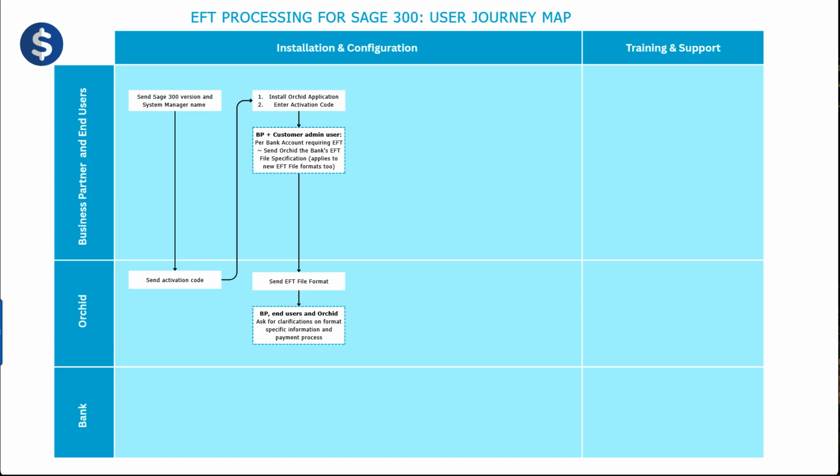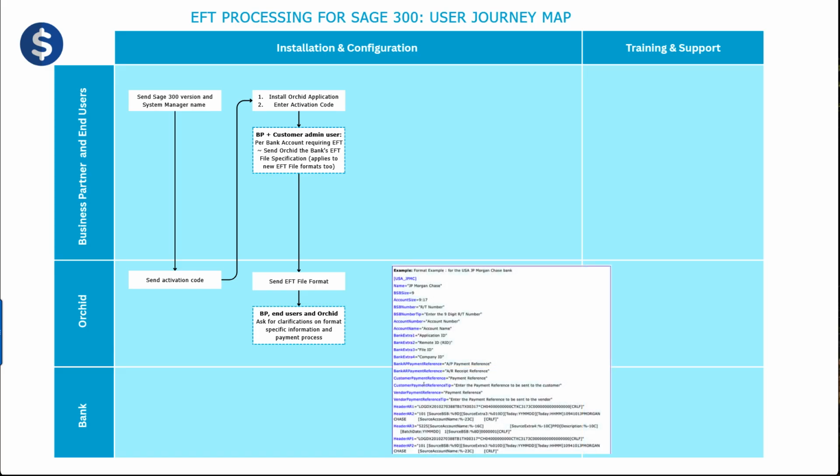Orchid would then assess if the format already exists and will tell you what format to use in the EFT options primary file type, or if we need to create a new format.